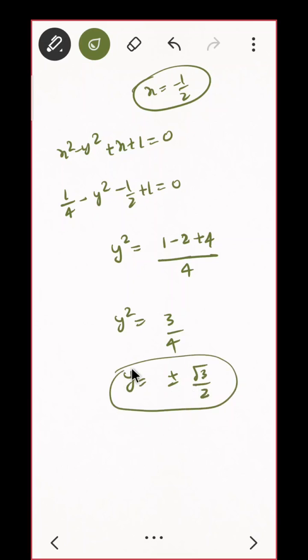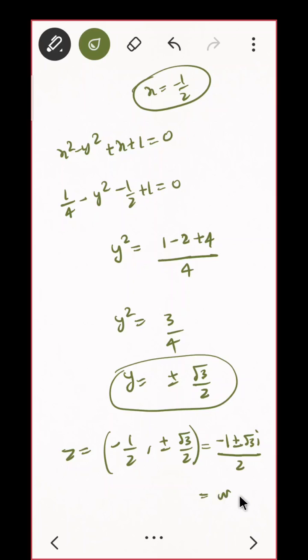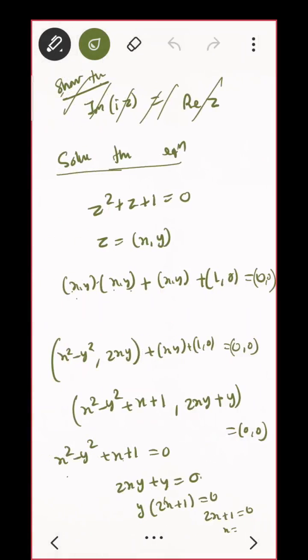So you are having the value of x and y. So what will be your final answer, the value of z? That is minus 1 by 2 comma plus minus root 3 by 2. That is same as minus 1 plus minus root 3 by 2. And if you remember, this is your omega and omega square, correct? So we have solved the cube root of unity, but in a different sense.